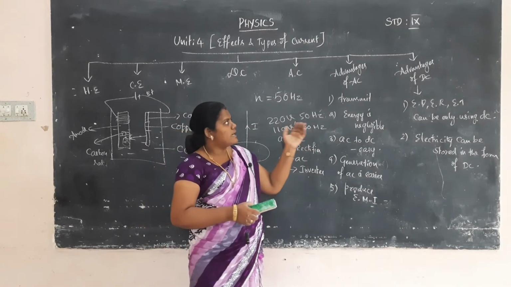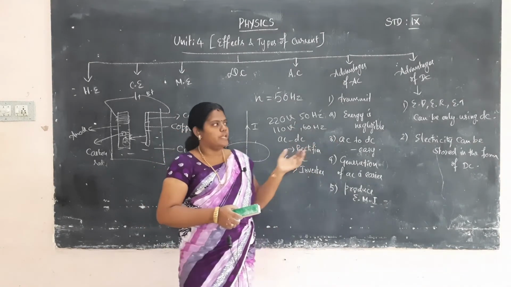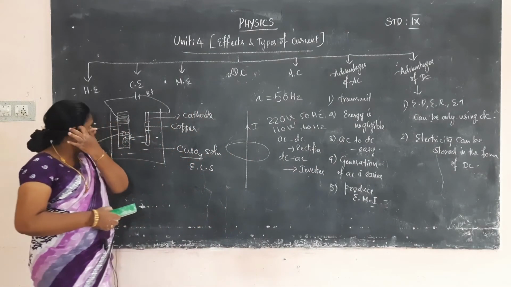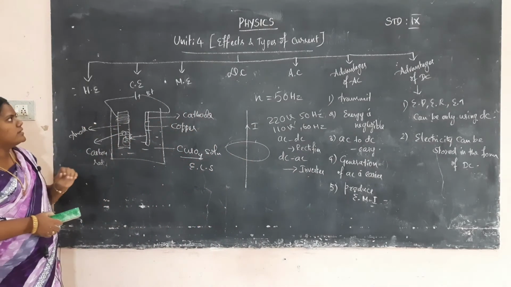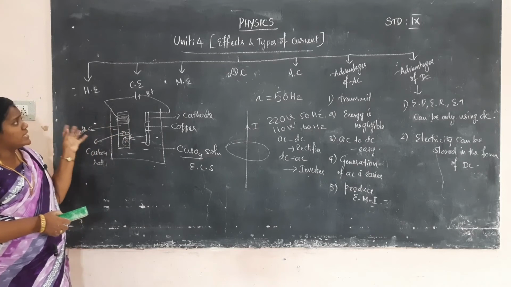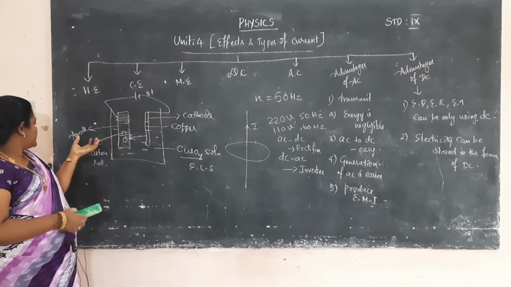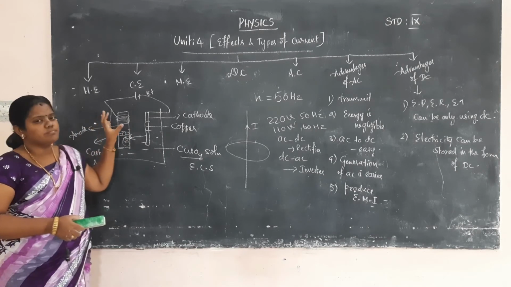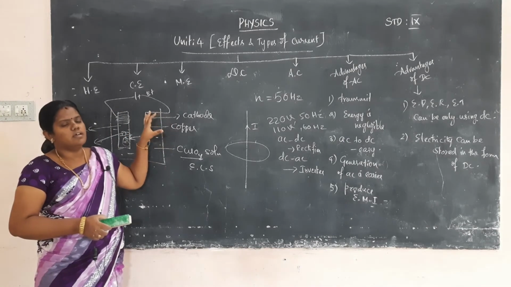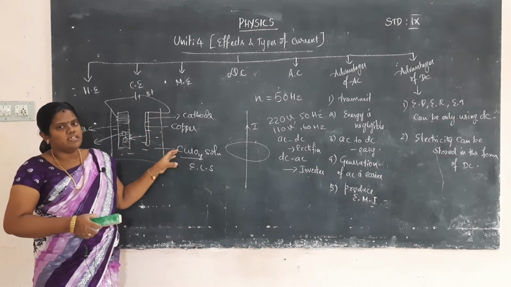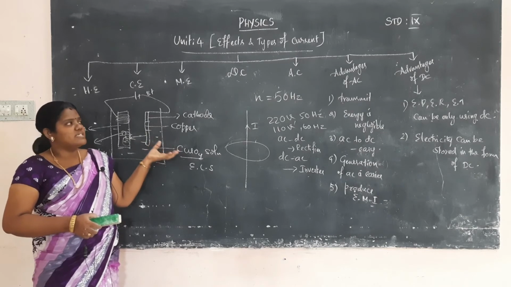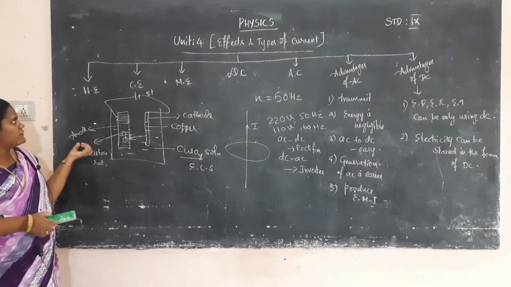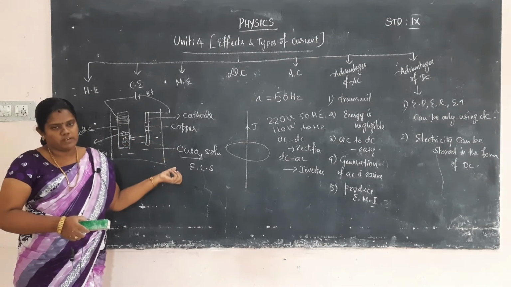This is the advantages of AC and DC. In today's session, I explained the effects and the types of electric current. What are the effects of current? Effects of current means when the current flows through a conductor or anything, some effects are produced. Those effects are called the heating effect, chemical effect, and magnetic effect.